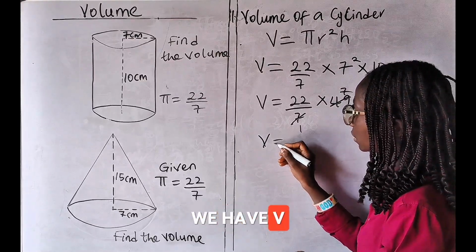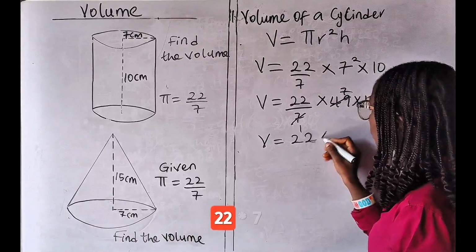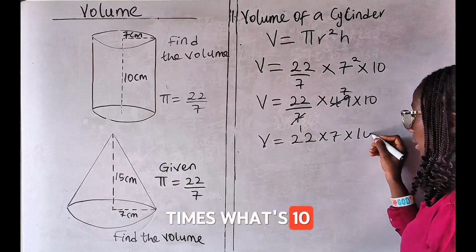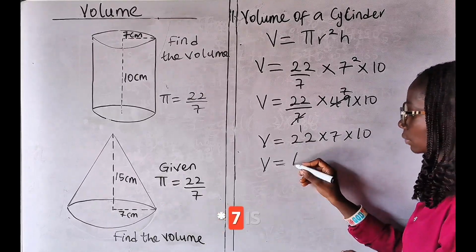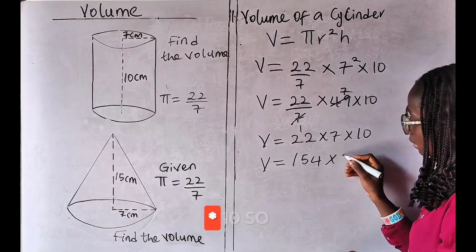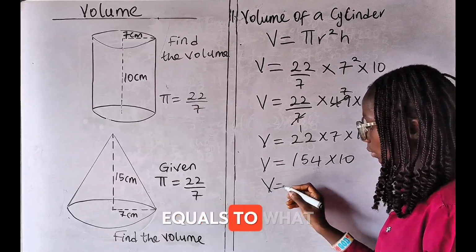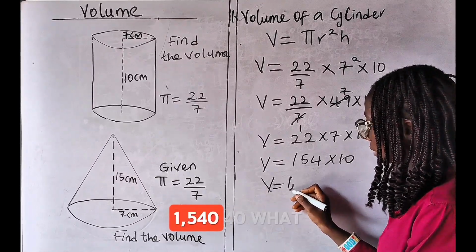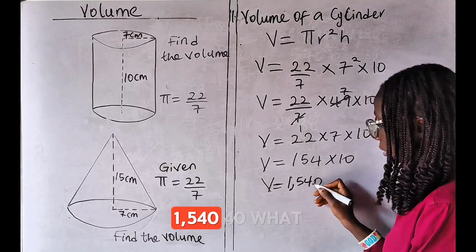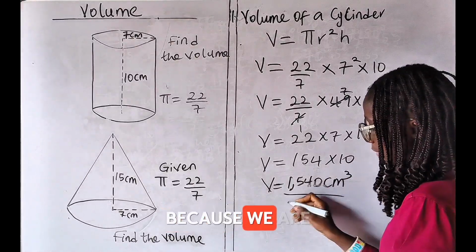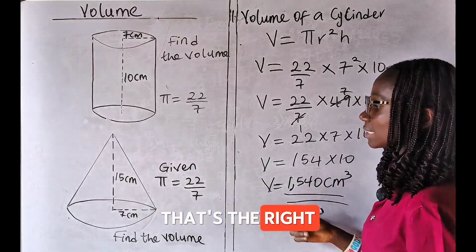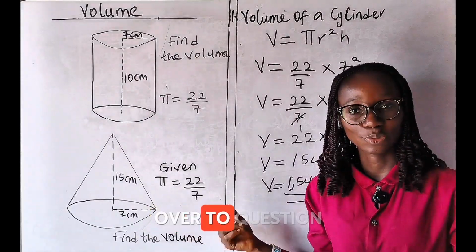So what do we have? V is equals to 22 times 7 times what? 10. So what can we write this as? We can write this as 22 times 7 is what? 154 times 10. So the volume is equals to what? 1540. 1540 what? We are not done. 1540 cm cube because we are talking about volume. That's the right answer for question 1. So we'll move over to question 2.